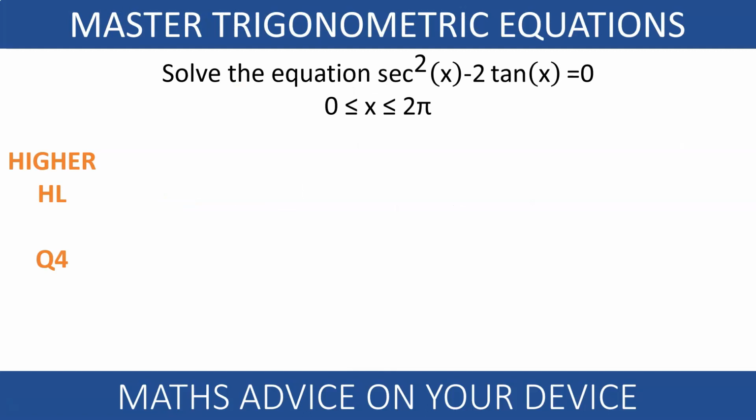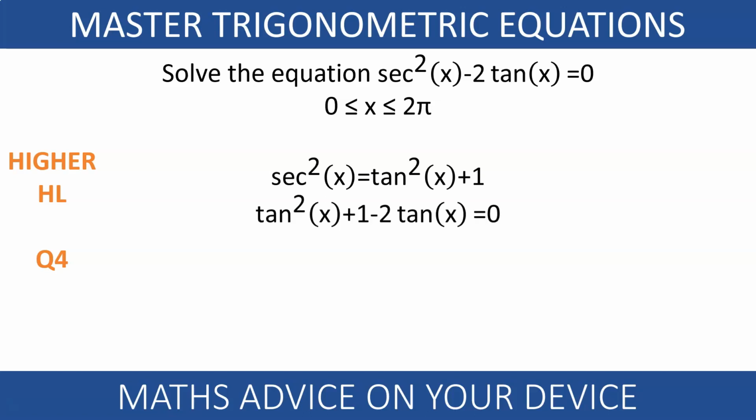Solve the equation sec squared of x minus 2 times the tangent of x equals 0 if x lies between 0 and 2 pi. Using the identity and paying a bit of attention, we can see that this is a perfect square. The square of tangent of x minus 1 is the square of tangent of x minus 2 times the tangent of x plus 1. This is 0 when the tangent of x equals 1. You got 2 marks so far.